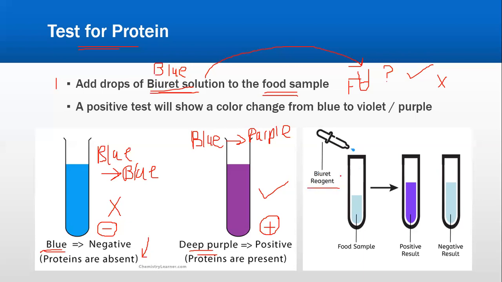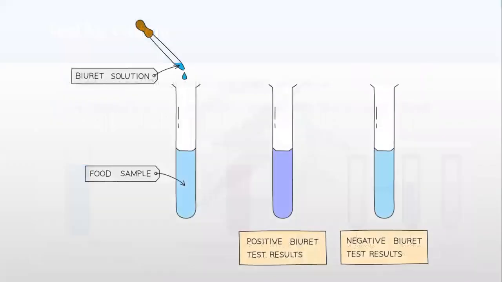So here you can see that I am using a dropper. ये आपके पास एक चीज होती है which is a dropper. Using a dropper, I have added a few drops of Biuret reagent in the food sample. अब Biuret reagent का color होता है blue. If it remains blue, this shows a negative result, मतलब कि proteins are absent. And if the solution turns purple, this is a positive result showing that yes, proteins are present. And this is how Biuret solution test is carried out.